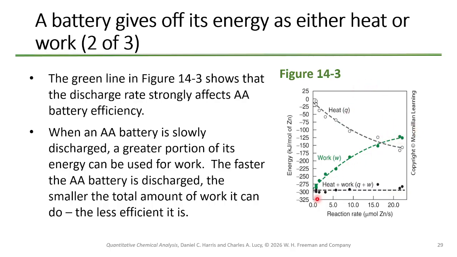Now this green line right here shows the discharge rate strongly affects the AA battery efficiency. So when a AA battery is slowly discharged, the greater portion of its energy can be used for work. The faster the AA is discharged, the more that energy is going to be used for things other than work. And so that would be what we consider less efficient. And specifically, this is going to be things like the heat that's discharged.